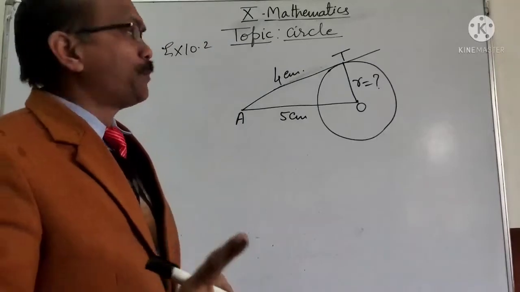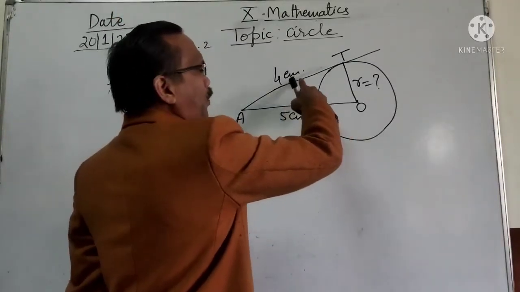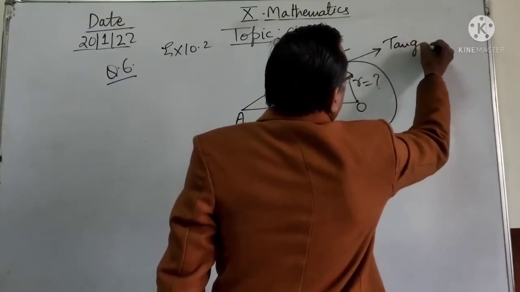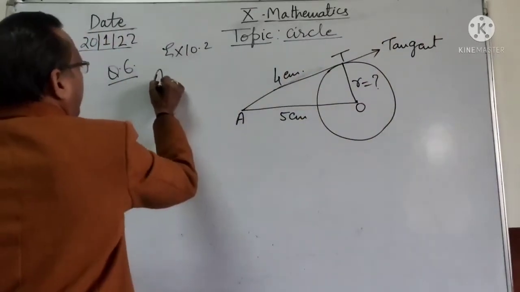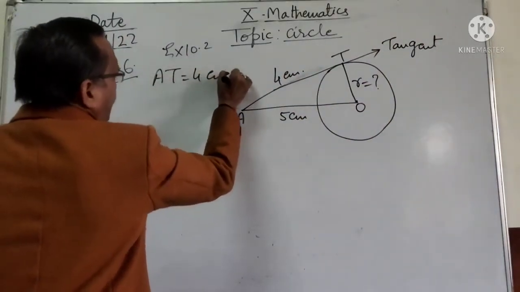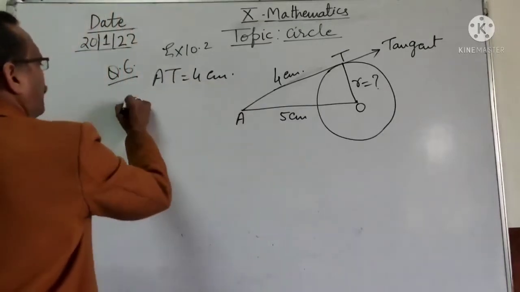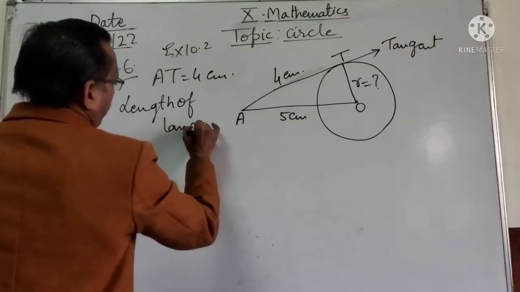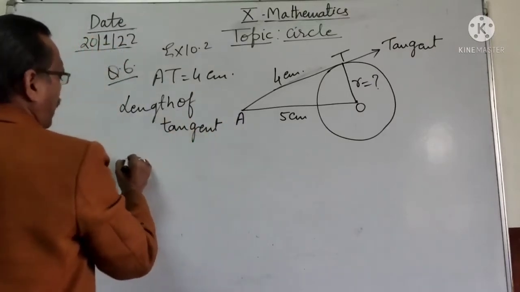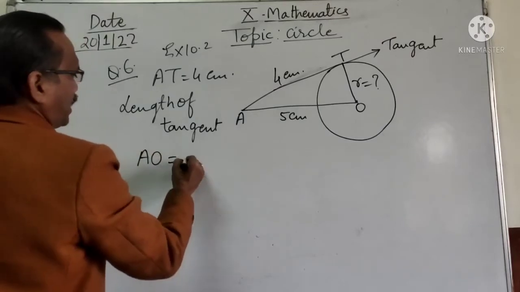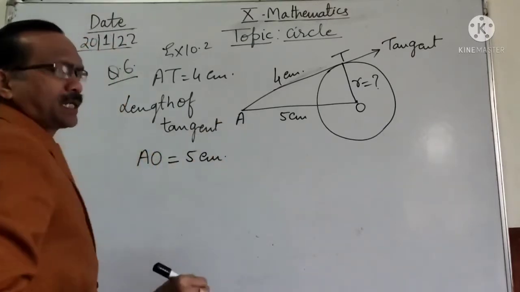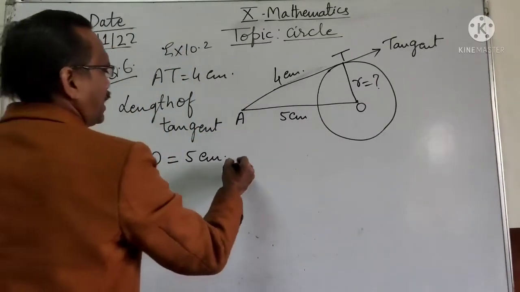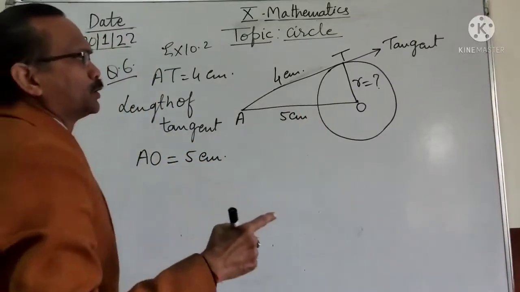Dear students, you know the tangent is perpendicular to the radius. This is the tangent. Here AT is 4 cm, which is the length of the tangent. And AO is 5 cm. It is the distance of the point A from the center. And the radius we have to find.